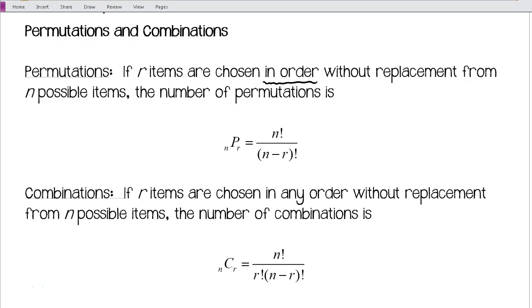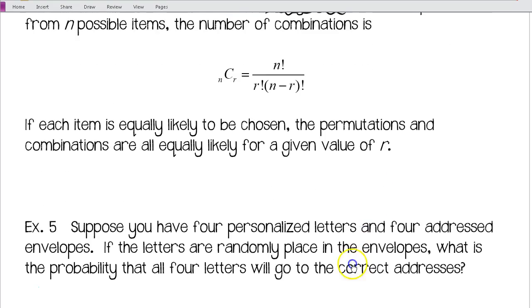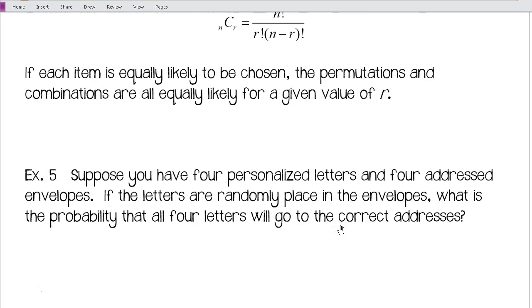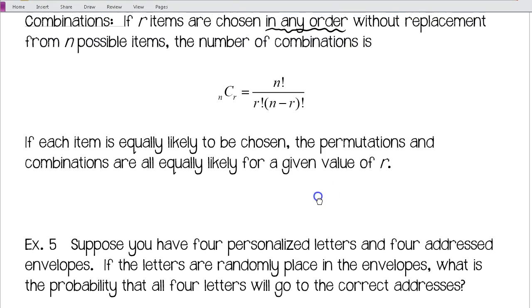For combinations, if our items are chosen in any order, so the order is not important, again without replacement from n possible items, then the number of combinations can be calculated by n factorial over r factorial times n minus r factorial. So permutations, order is important. Combinations, order is not important. If each item is equally likely to be chosen, the permutations and combinations are all equally likely for a given value of r.